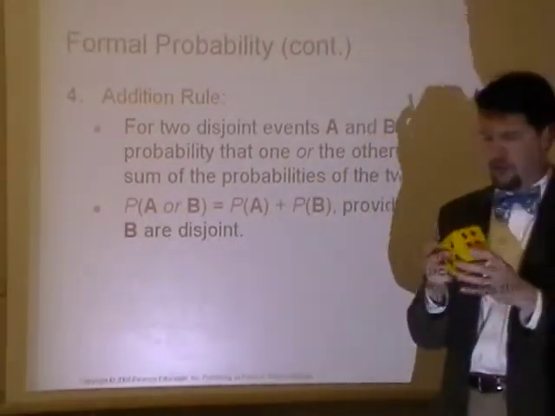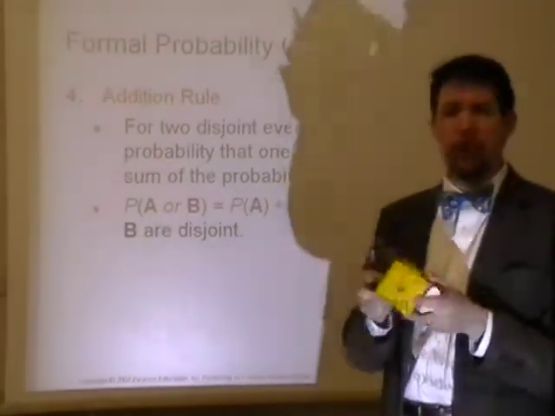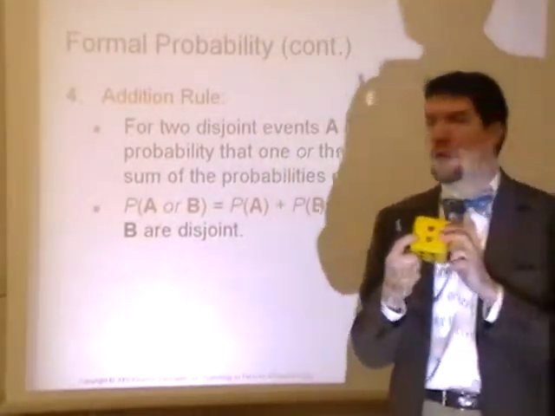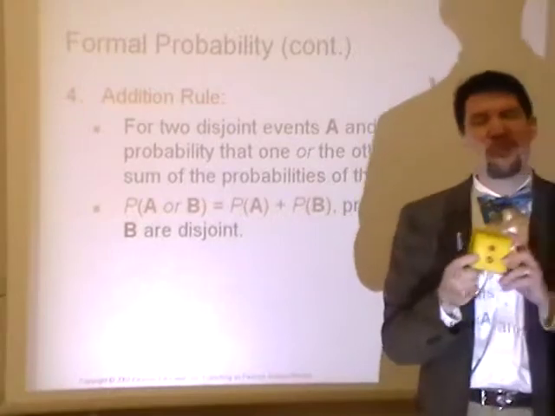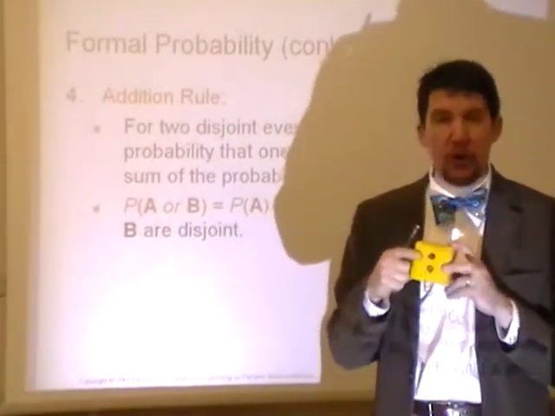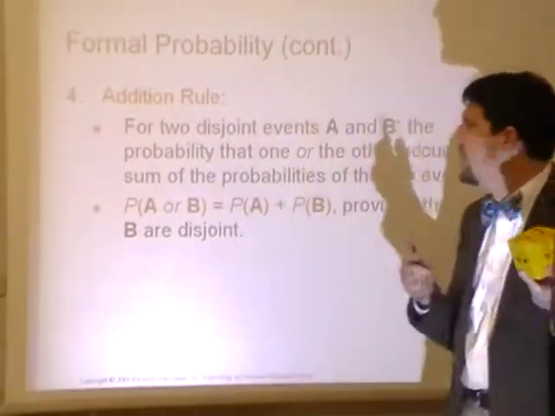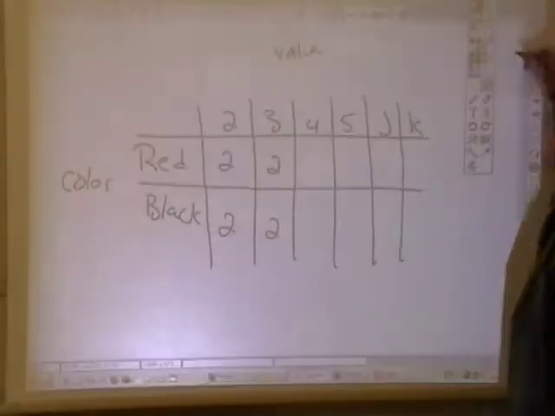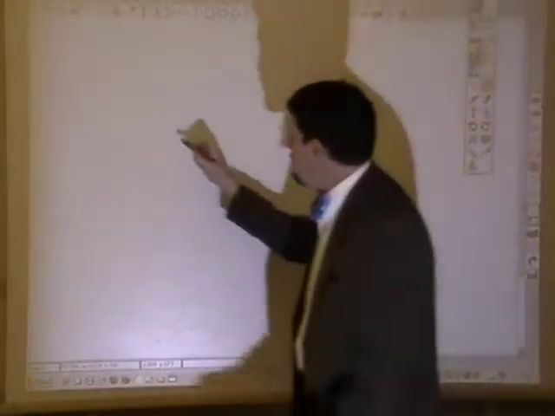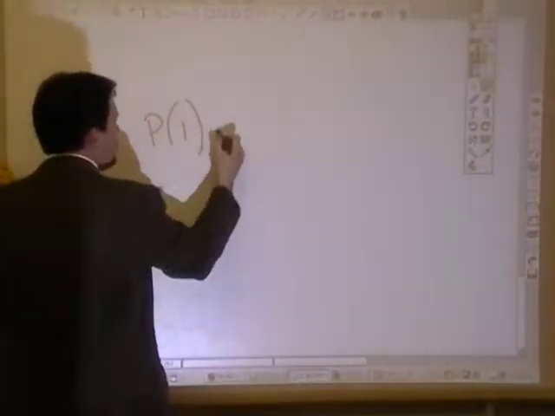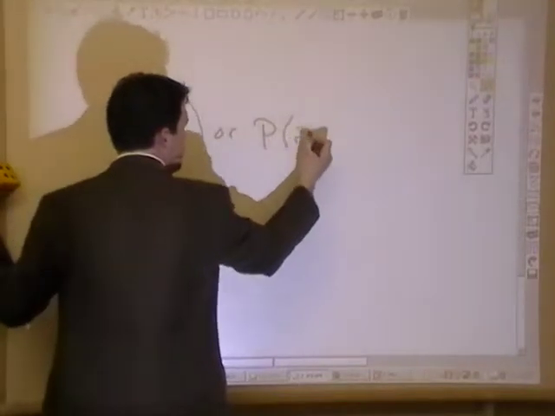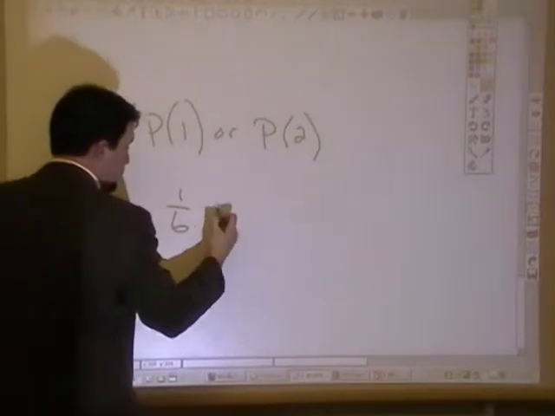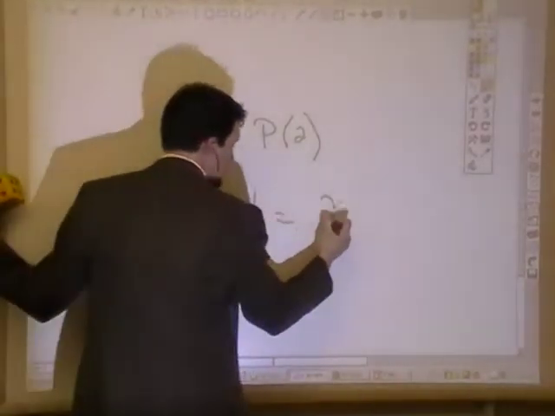Let's take a look at our die here for a second. If I say to you, what's the probability of rolling a 1, you say, that's 1 out of 6. If I say, what's the probability of rolling a 2, you say, that's 1 out of 6. But if I say, what's the probability of rolling a 1 or a 2? What you've done is you've increased the number of successes. So if we think about this in a fractional sense, the probability of rolling a 1 or the probability of rolling a 2 would be 1/6, according to the addition rule, plus 1/6, which would be 2/6.